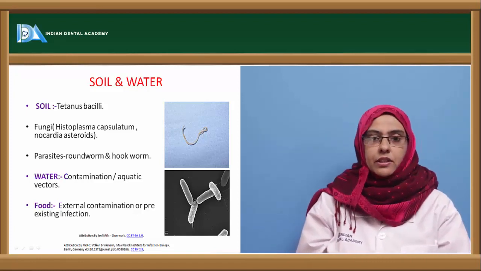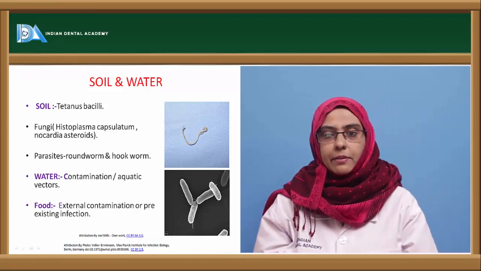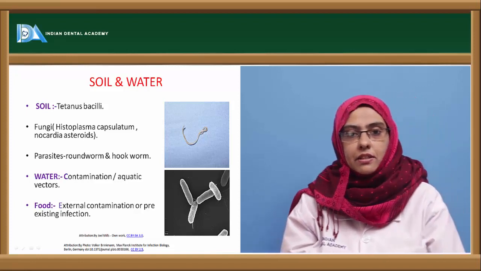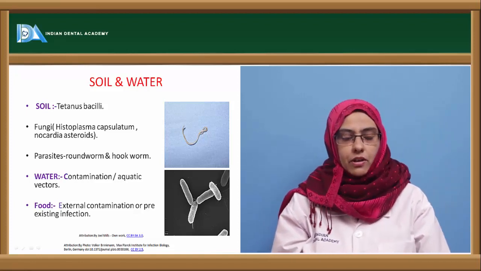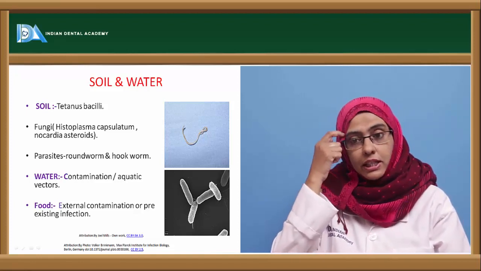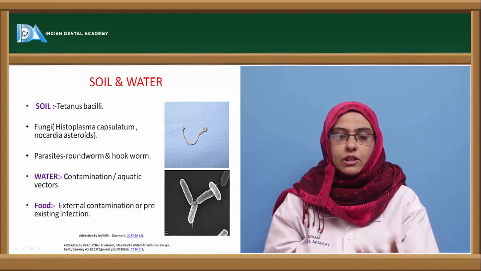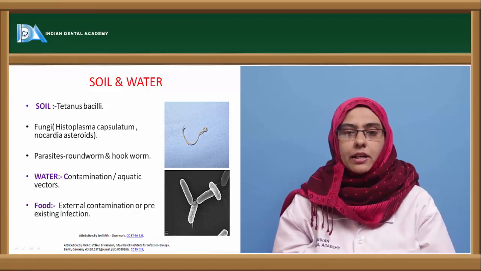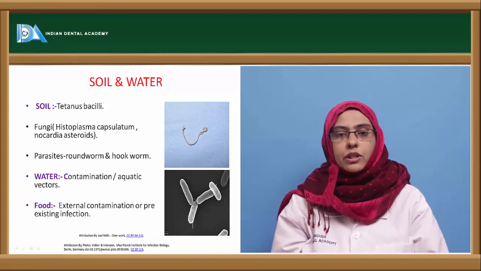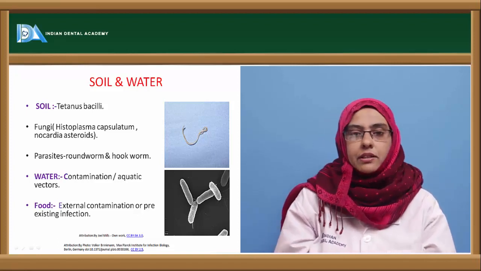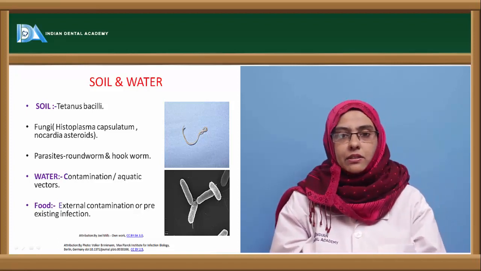Next, coming to the food. Food can be contaminated with a microorganism, or there can be a pre-existing infection in the food with different types of microorganisms. So we have staphylococcal infection that causes food poisoning due to external contamination. Here the organism usually produces certain toxins and releases them into the food, and when we consume that food, we land up with food poisoning.